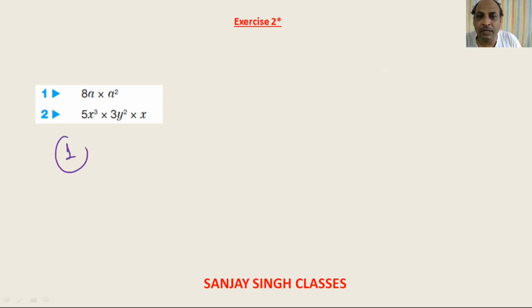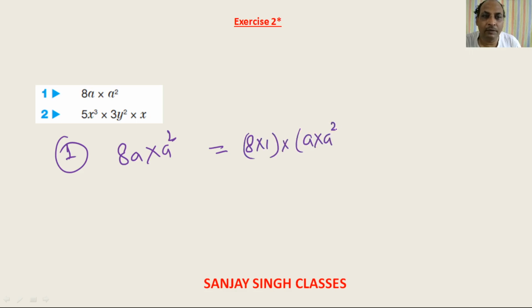Like in question number 1, 8a into a square. So for this a square, 1 is the coefficient. So it means 8 into 1 and into a square. So as I told, 8 into 1 will be 8 and a into a square will be a to the power 1 plus 2. Then it will become 8a to the power 3. Because bases are same, so their indices will get added.